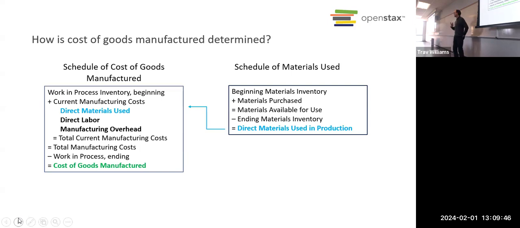But then where do we get the direct material costs, right? So we need a schedule for our direct materials as well. It's a similar formula. We start with the beginning materials. So how much raw material we had at the beginning of the period, plus how much material we purchased, minus how much we still have left over at the end of the period, and that tells us the cost of the materials that we used in production.